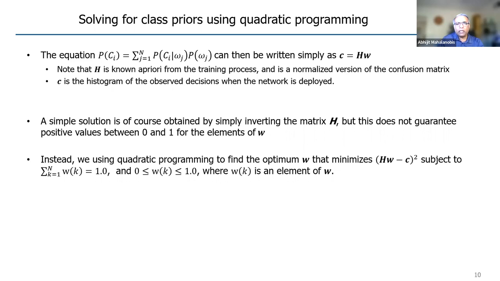Let's just say that a simple inverse won't do, because if you simply invert this matrix, you'll get negative values for W, which is of course not allowed because these are probabilities. So the easy thing to do is to use quadratic programming. You're trying to minimize this error subject to the two conditions that we have to impose on W: that the sum of all these probabilities should equal one, and that each individual probability has to be between zero and one. That's readily solvable using any number of numerical techniques.